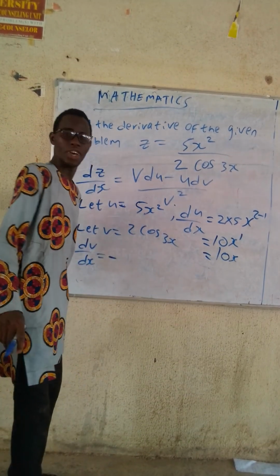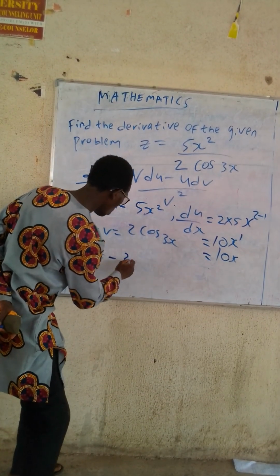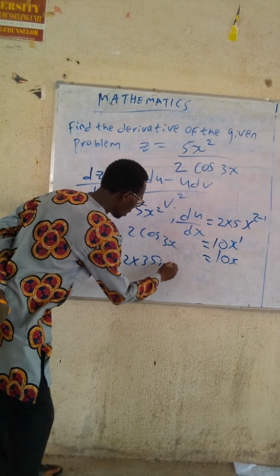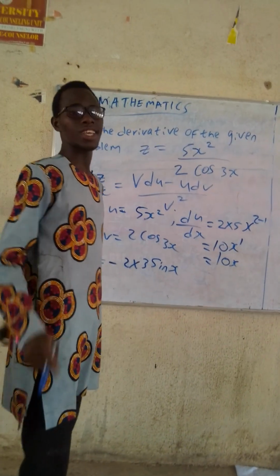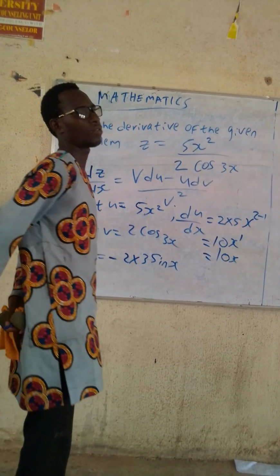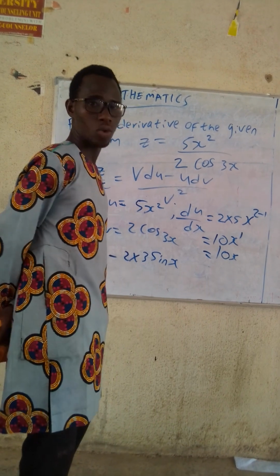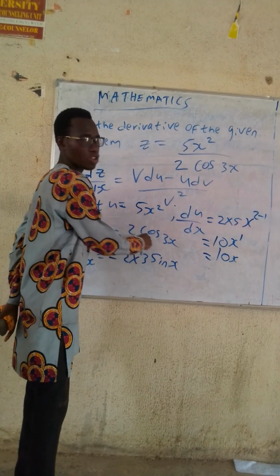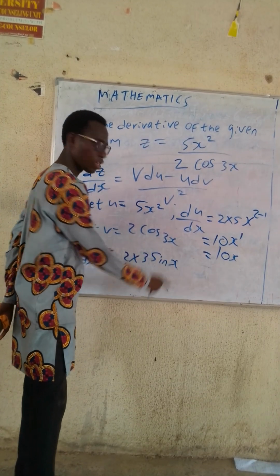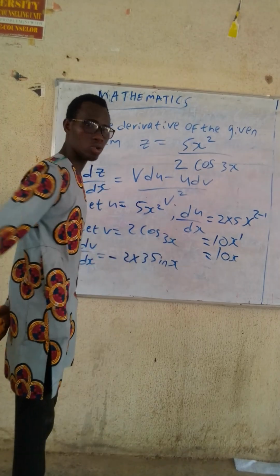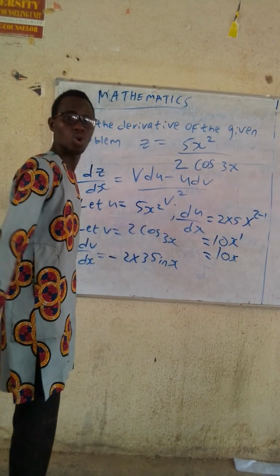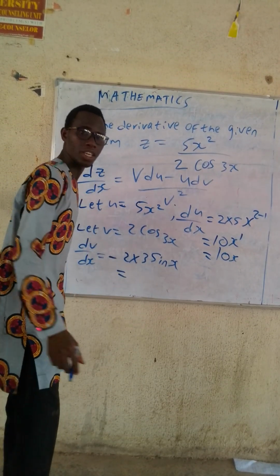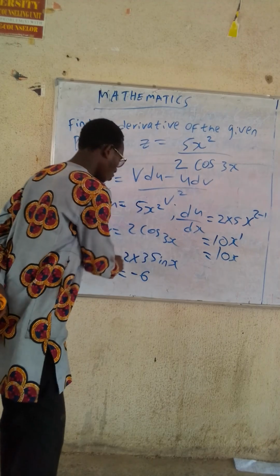So let's put minus first. Then we have 2 multiplied by 3, then sin 3x. The derivative of cos theta is minus sin theta, so that's why we have a minus sign here. Have you seen that now? So what do we have? We have minus 2 multiplied by 3, which is minus 6.